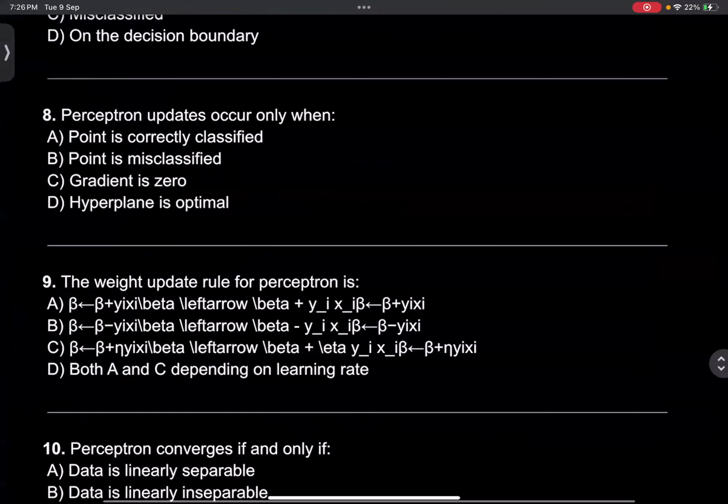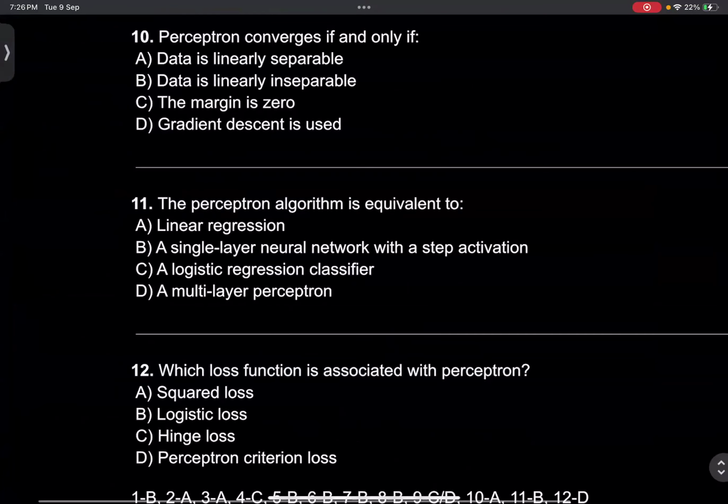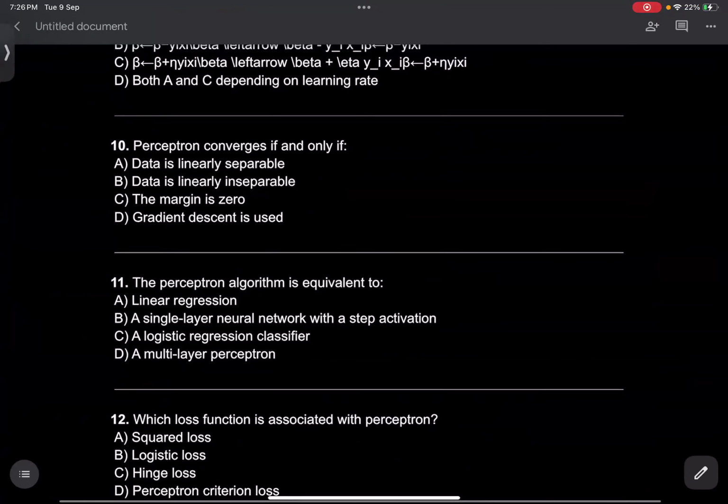Going to question 10. Please see this 10th, 11th, 12th. Okay. Please see these questions.